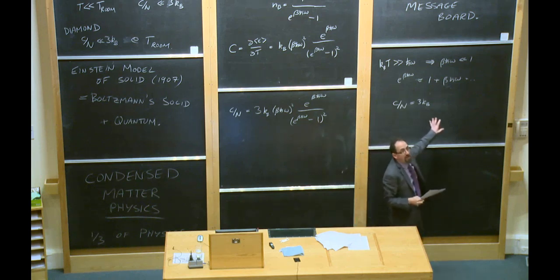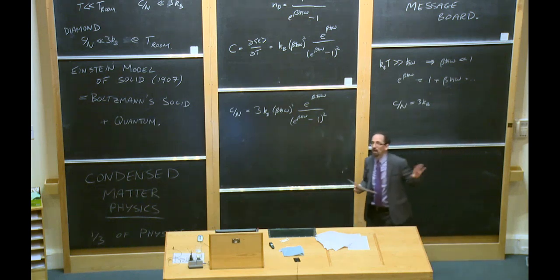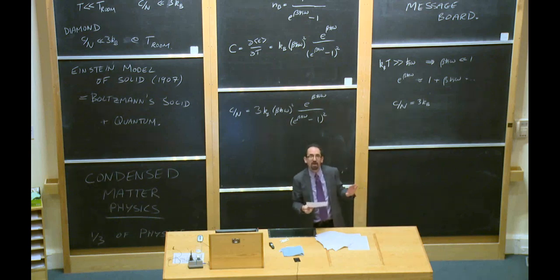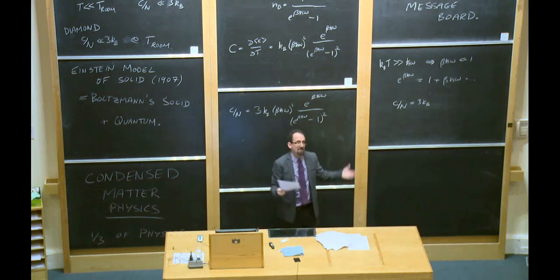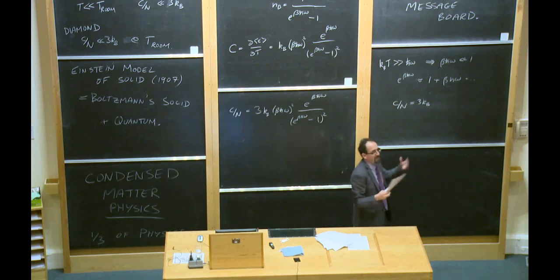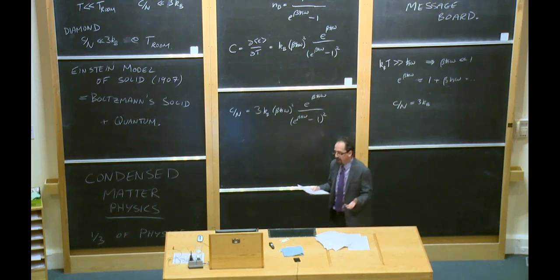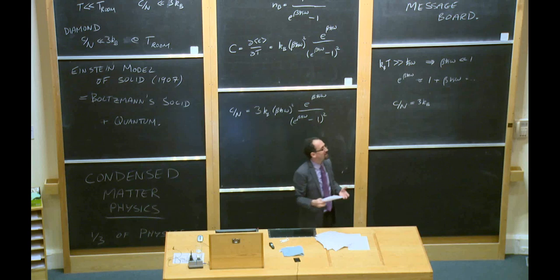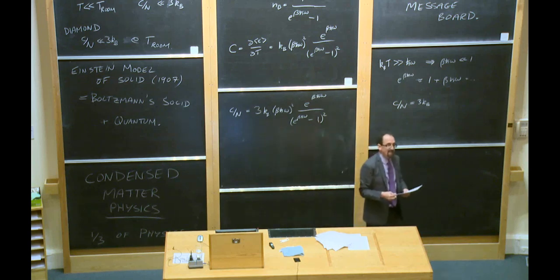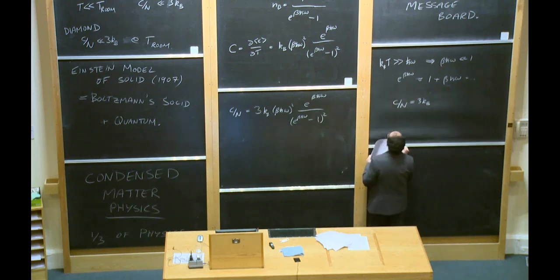Okay, so this recovers at high temperature the law of Dulong-Petit. And maybe that's not surprising because the high temperature limit of a quantum system is sort of like a classical limit. It's going to give you back what Boltzmann calculated. Classical physics, just like Boltzmann expected. At low temperature, though, it is quite different.